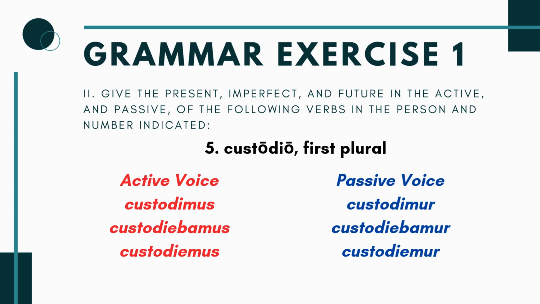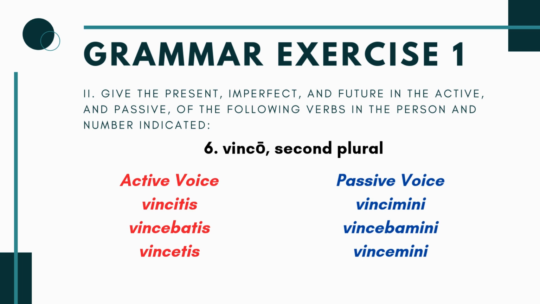So again, just kind of follow along everything you've been learning, and you should be doing a pretty good job with these. The last one here is number six. You have vinco, second person plural. You'd have vincetis, right? It's vinco, vincere, a third conjugation verb. So you have vincitis, vincebatis, and vincetis, right? The E makes it future and active. On the passive side, right, remember you have to flip your endings around. You're going to go vincimini, then vincebamini, and vincemini, right? You're just changing the ending to make it passive and following your rules for translation, right?